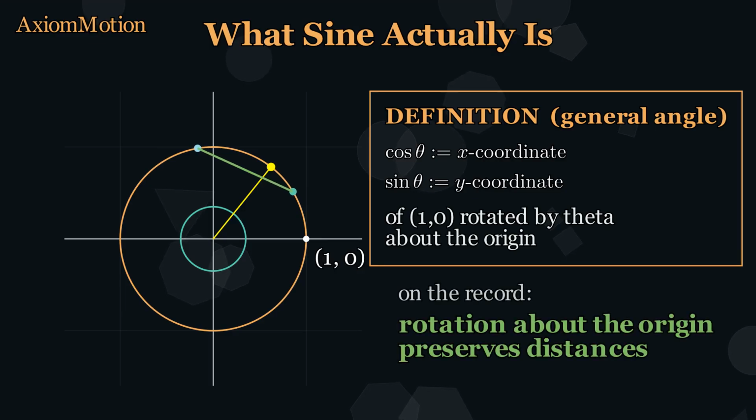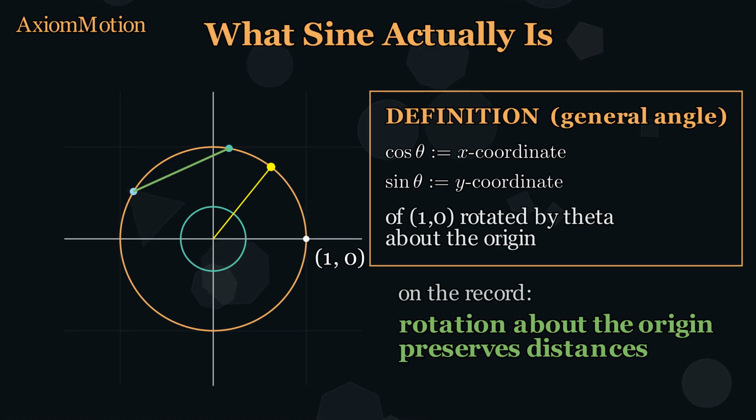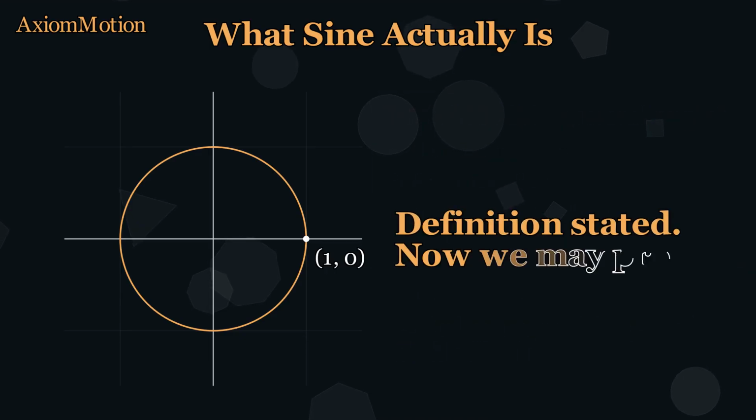Notice what this definition quietly carries inside it: the idea of rotation. And one fact about rotation that we will need on the record: rotating the plane about the origin does not change distances. 2 points, rotated together, stay exactly as far apart as they were. Definition stated. Now, and only now, are we allowed to prove something with it.